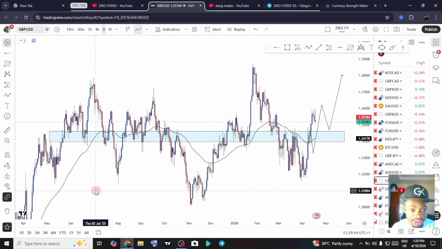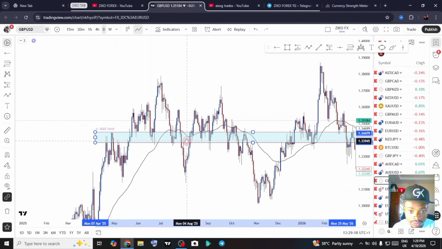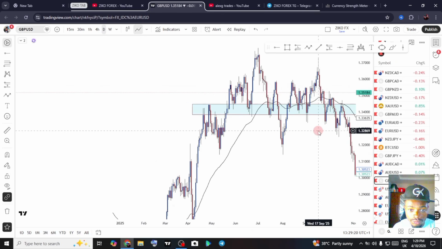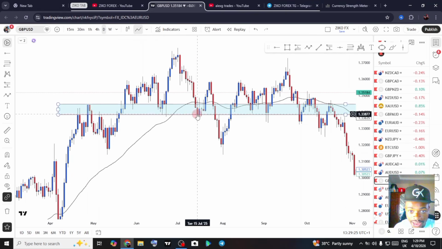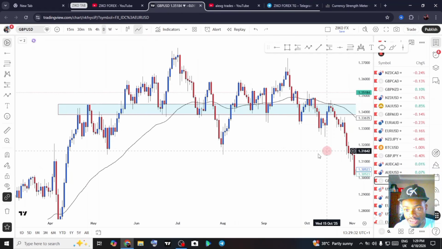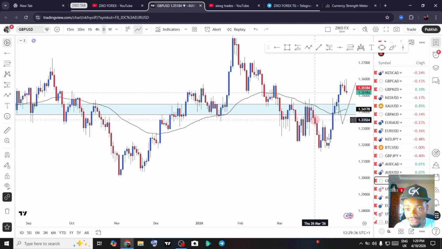Let me look at this area of interest very well. I need to be sure that it's a clean one. All right, so the area of interest we are using is this one right here. We have very clean rejections, as you can see. If you want to start counting, 1, 2, 3, 4, 5, 6, 7, 8, 9, 10, 11, right?